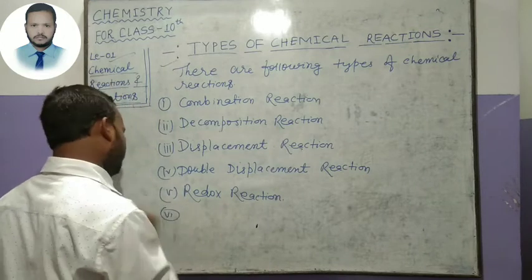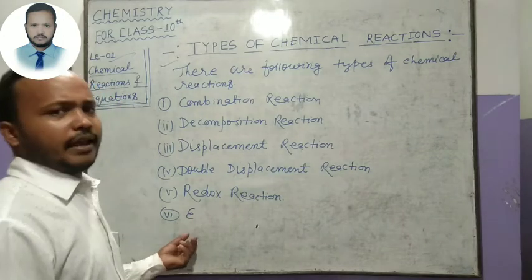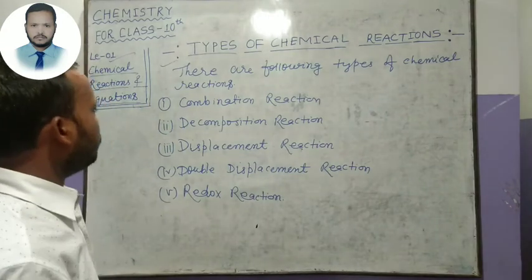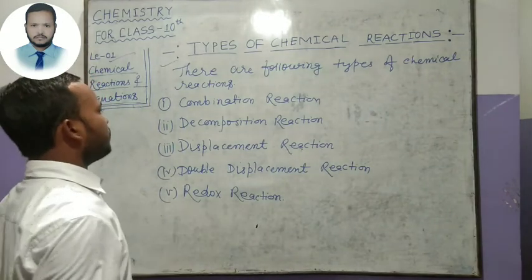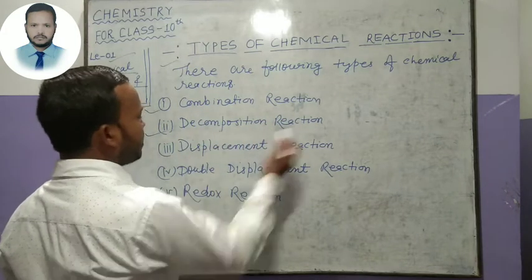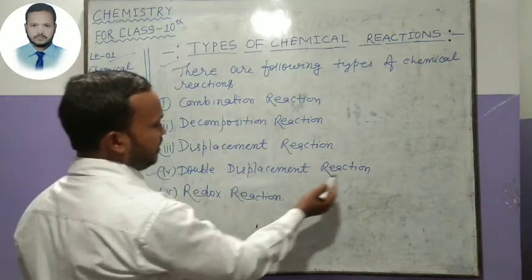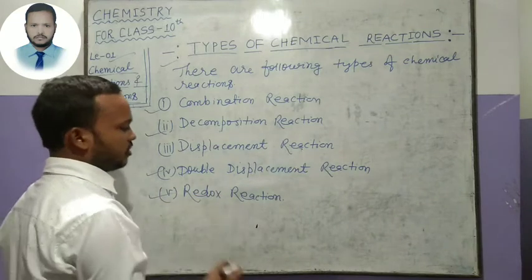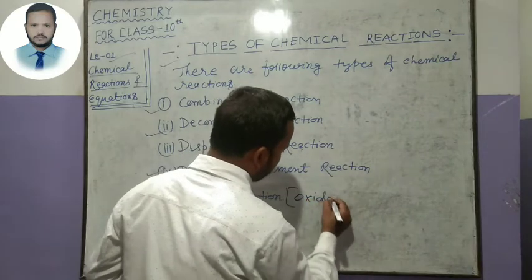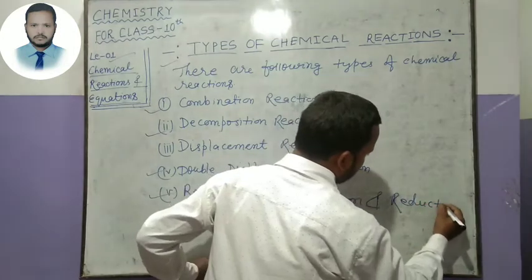Students, after that we have endothermic reactions and exothermic reactions, which I will teach you in the next video. Here there are only 5 types of chemical reactions. First is combination reaction, second is decomposition reaction, third is displacement reaction, fourth is double displacement reaction, and next is redox reaction. Redox reaction means oxidation and reduction.